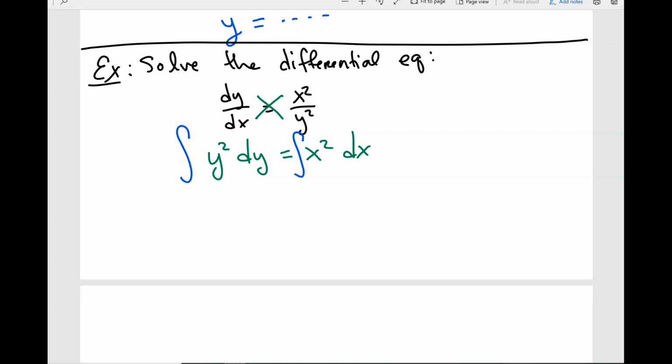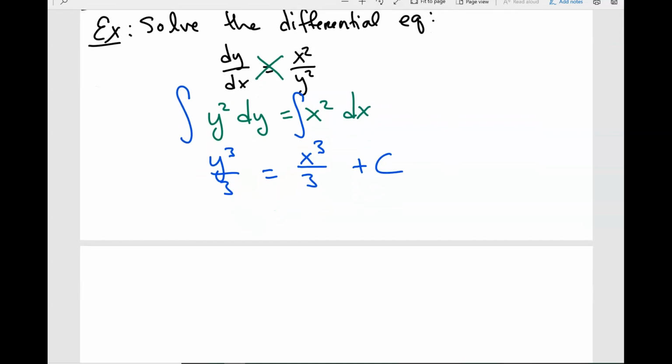The integral of y squared is just going to be y cubed over 3. And the integral of x squared is just going to be x cubed over 3. And now I'm going to write plus c. Now, why did I not write plus c over here? Well, if it was a constant and I move the constant over, you're just going to get another constant. So I'm just going to write plus c to be the combination of both constants.